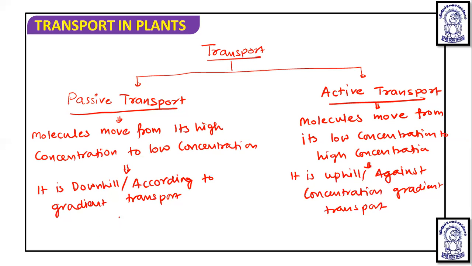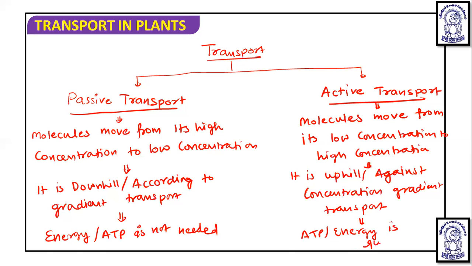When molecules are moving from higher to lower, there is no need of energy. So in passive transport, energy or ATP is not needed. Whereas here ATP or energy is required in active transport to move molecules from the low to the high concentration. So ATP or energy is required. Okay, so that is the transport. Now this is the passive transport and this is the active transport.